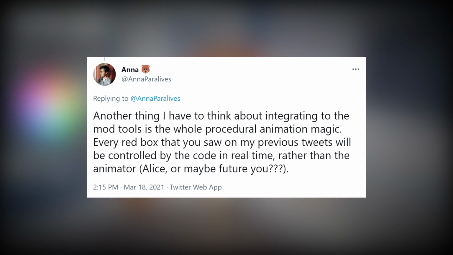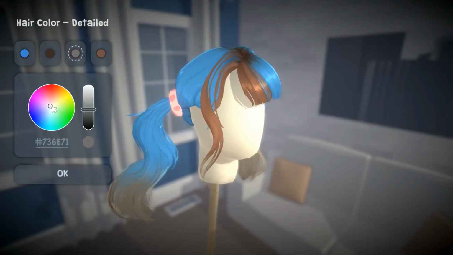Another thing I have to think about integrating to the mods tools is the whole procedural animation magic. Every red box that you saw on my previous tweets will be controlled by the code in real time rather than the animator, Alice, or maybe future you.